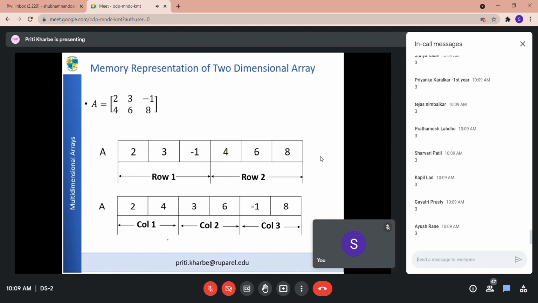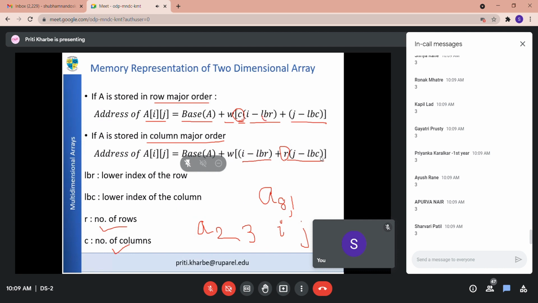For example, in the previous matrix, what will be value of R? How many rows were there in matrix A? 2. So R will be equal to 2. And what will be value of C? 3. Okay. Next is this LBR and LBC.